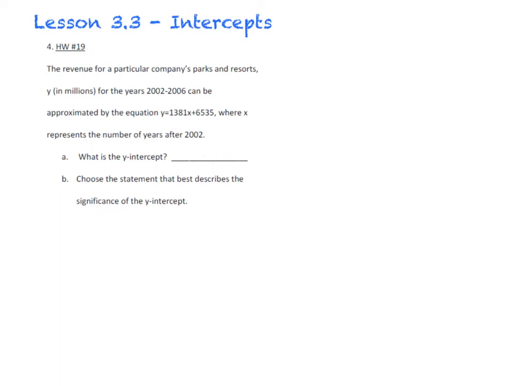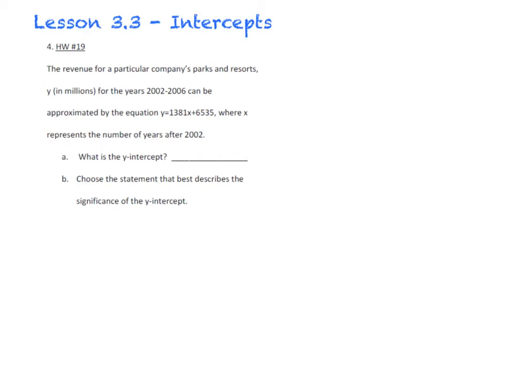Okay, our fourth example corresponds with homework problem number 19. And if you're watching this part of the video, you should have your first 18 problems on your homework completed. So this is a word problem, but if you've got to this point in your homework, then you should be fairly comfortable with intercepts by now. So this shouldn't necessarily be that hard. So let's read this problem.